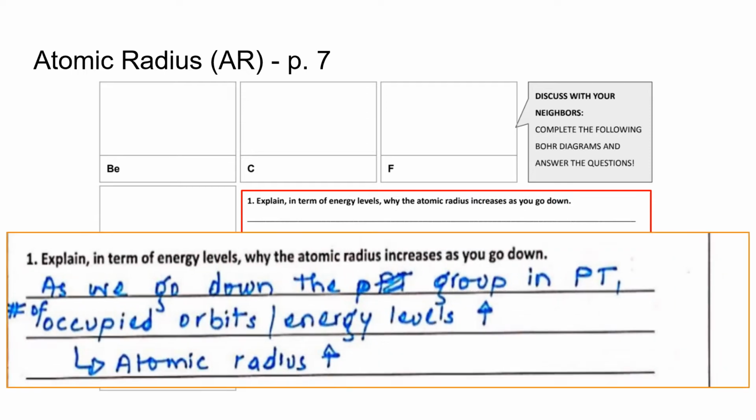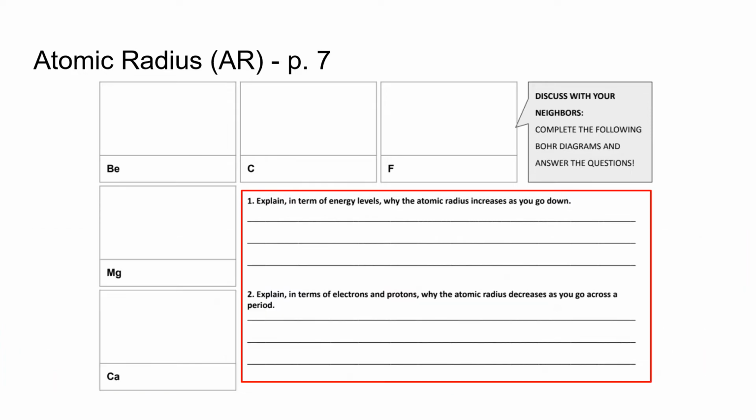So what happens is that as we go down the group in the periodic table from top to bottom, every time we go to a new element in a group, we are adding an energy level or an orbit. So that is what causes an increase in the atomic radius as we go down the group.